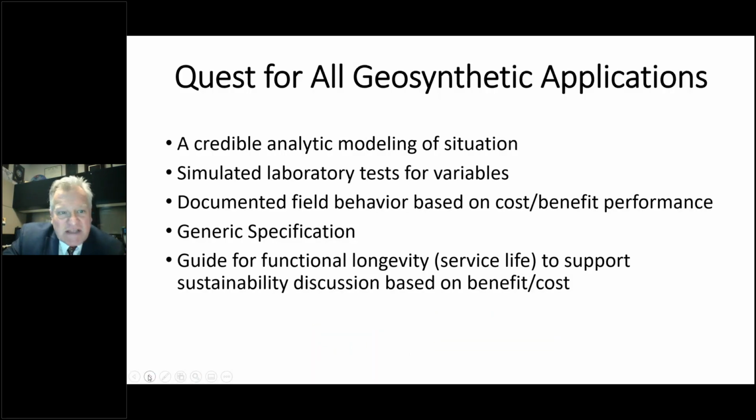Okay. The quest of all geosynthetic applications is really a credible analytic design, a simulated laboratory test, and documented field behavior. Drew did an excellent session on that. But then we'd like to go forward and make a generic specification. And then in addition to that, once the specification has taken root, I think we need a guide for functional longevity. This guide is going to lean on service life, and it's going to support sustainability discussions, which are based on benefit cost for these engineering decisions.